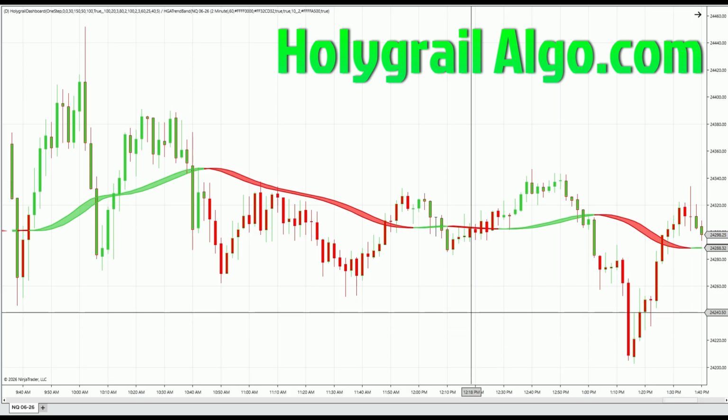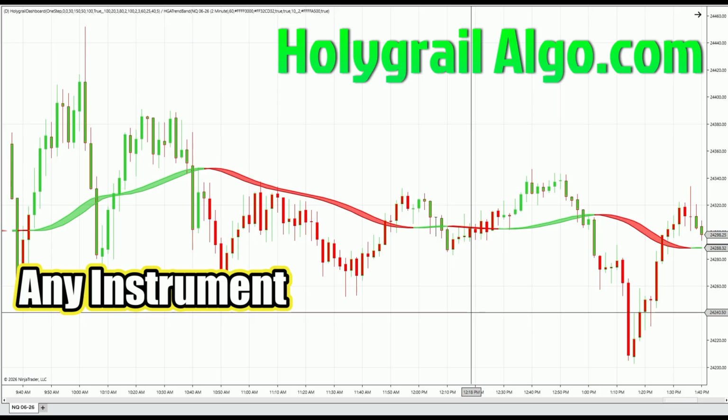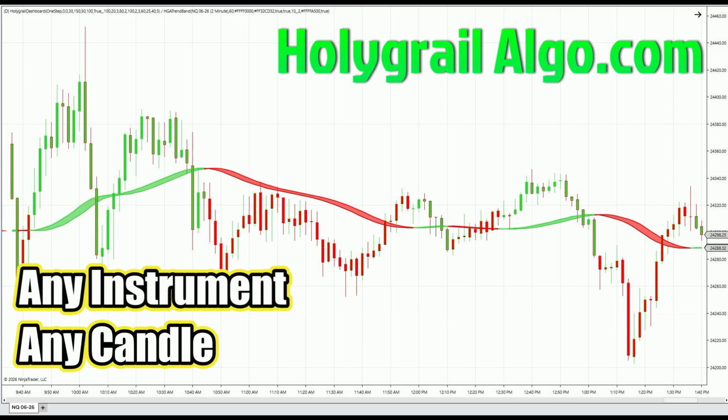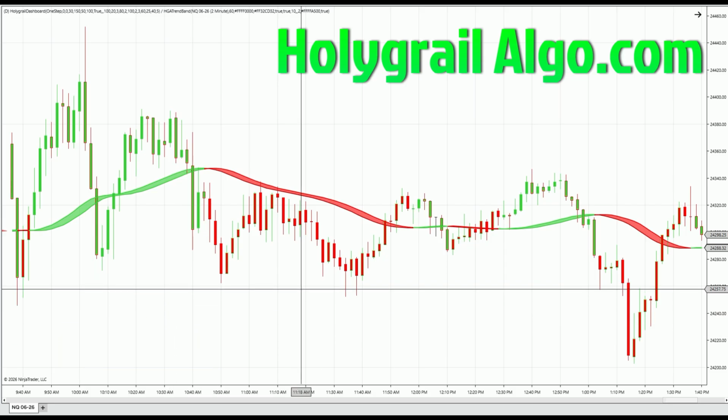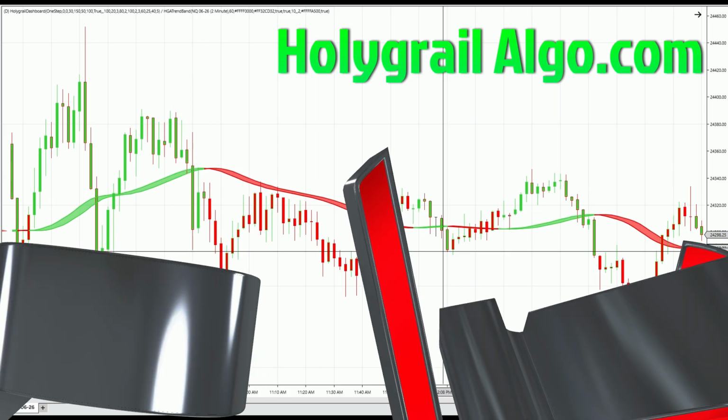Now this works with any instrument, whether it's Forex, equities, or futures, and it works with any type of candle. You can even use this with Renko candles, you can use it with Heikin-Ashi candles, or just regular minute candles. This works really well and is designed to work with whatever trading strategy that you want.